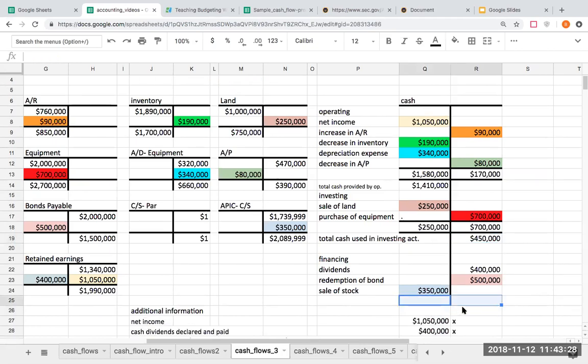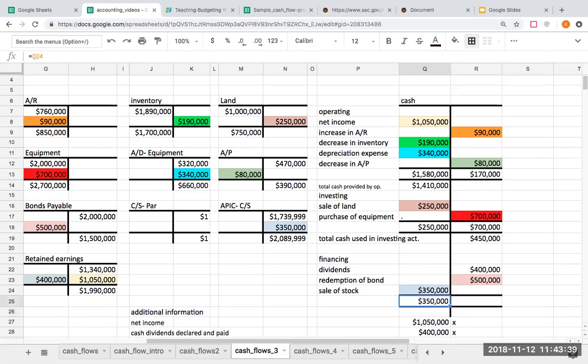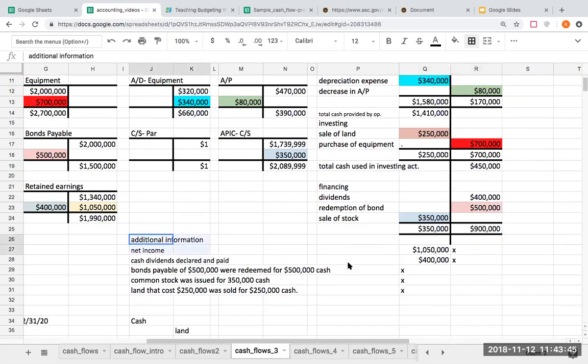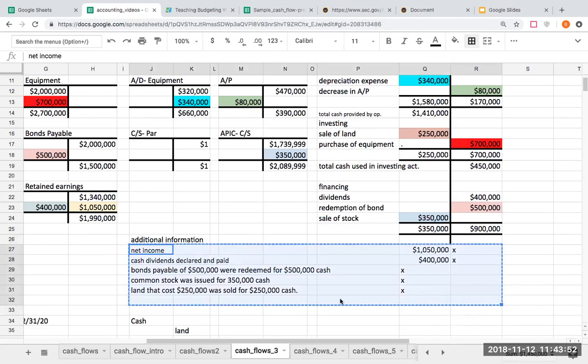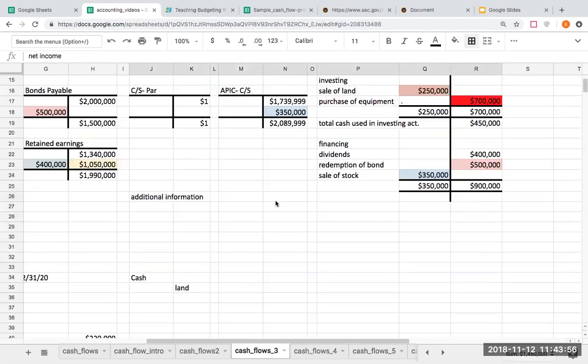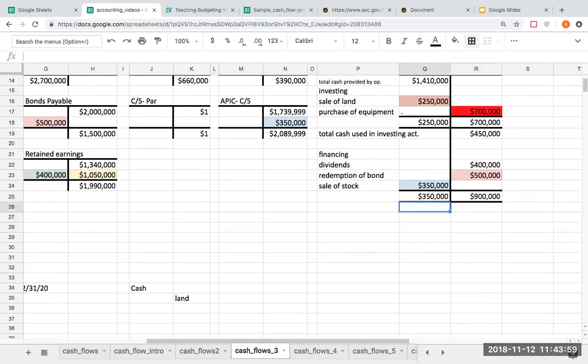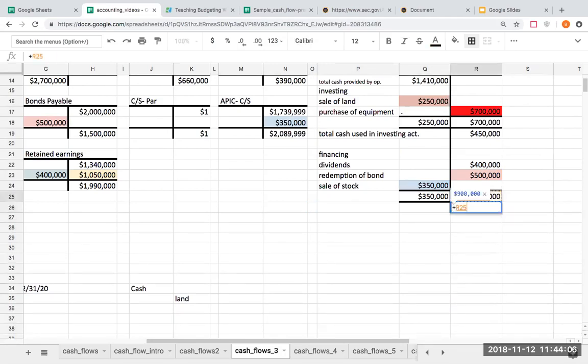Lastly, here for financing, I had here debits of 350, credits of 900,000. And let me kind of move these guys down here. Let's move these guys over here. Sorry, additional information. Just need to make a little more room. There we go. Okay. So right over here, my total cash used in financing activities is going to be 550,000.